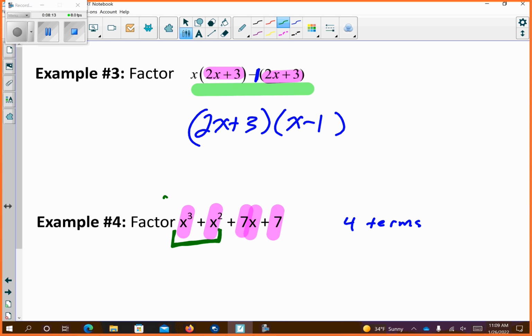Realize that x to the third is x, x, x. X squared is x, x. What's the maximum number of x's they have the same between them? They have 2 of them. x, x and x, x. X times x is x squared, right? So I'll write this first.